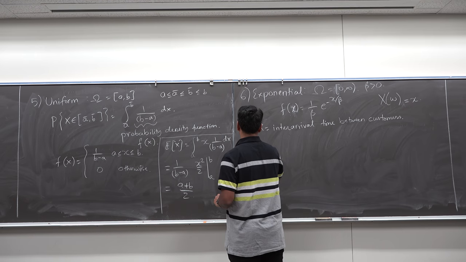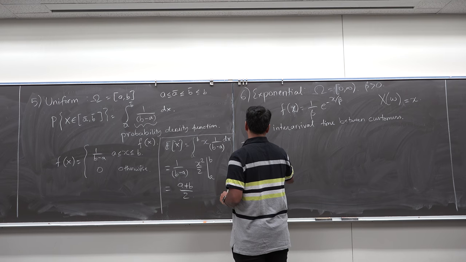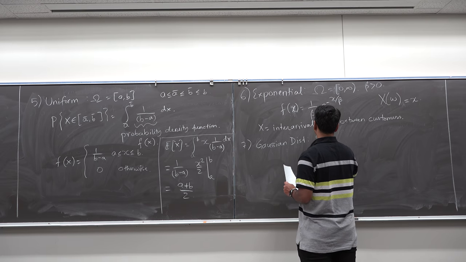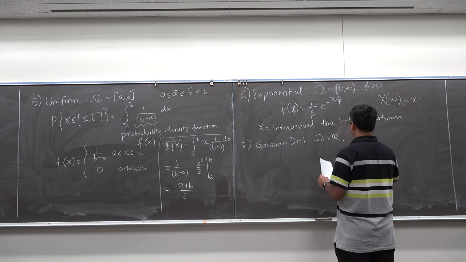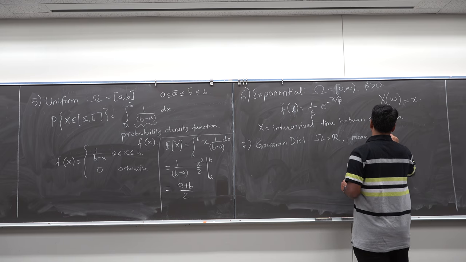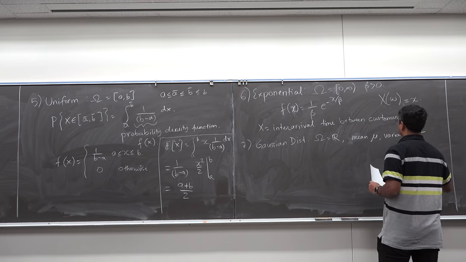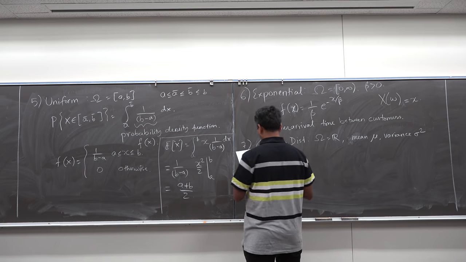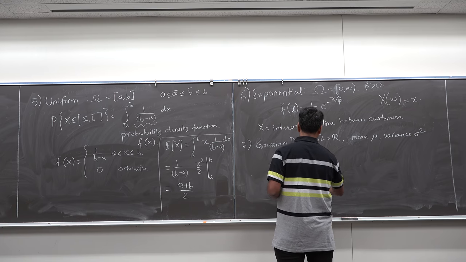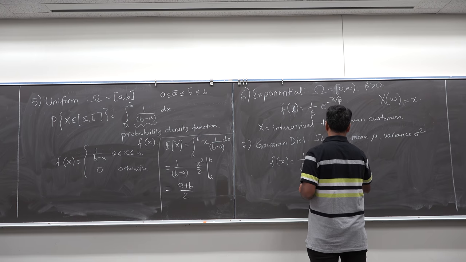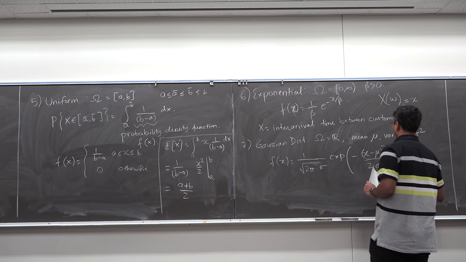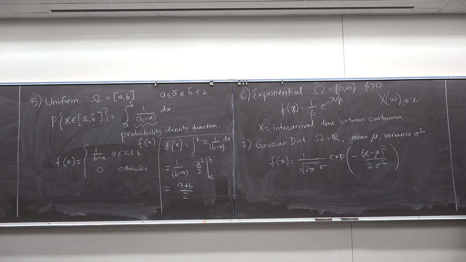The next is Gaussian distribution, which is a very important distribution. Here, omega is the entire real axis. We have mean mu. The mean is mu. Variance is sigma squared. And then the f of x is given by exp of minus x minus mu squared over 2 sigma squared. So this is the famous Gaussian distribution.